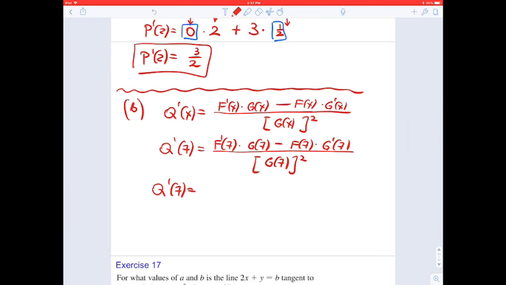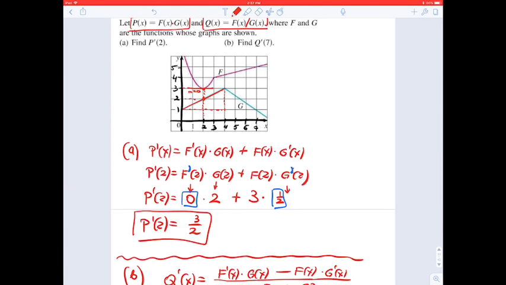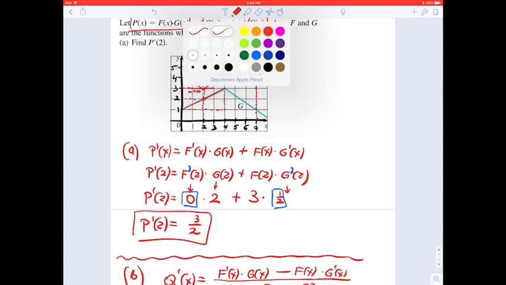Let's check the values. F prime at 7 will be the slope of the tangent line for the function f at 7. This is 7, and that's the corresponding point, and it looks like it's this line. I can even highlight the entire line. This line has the slope.